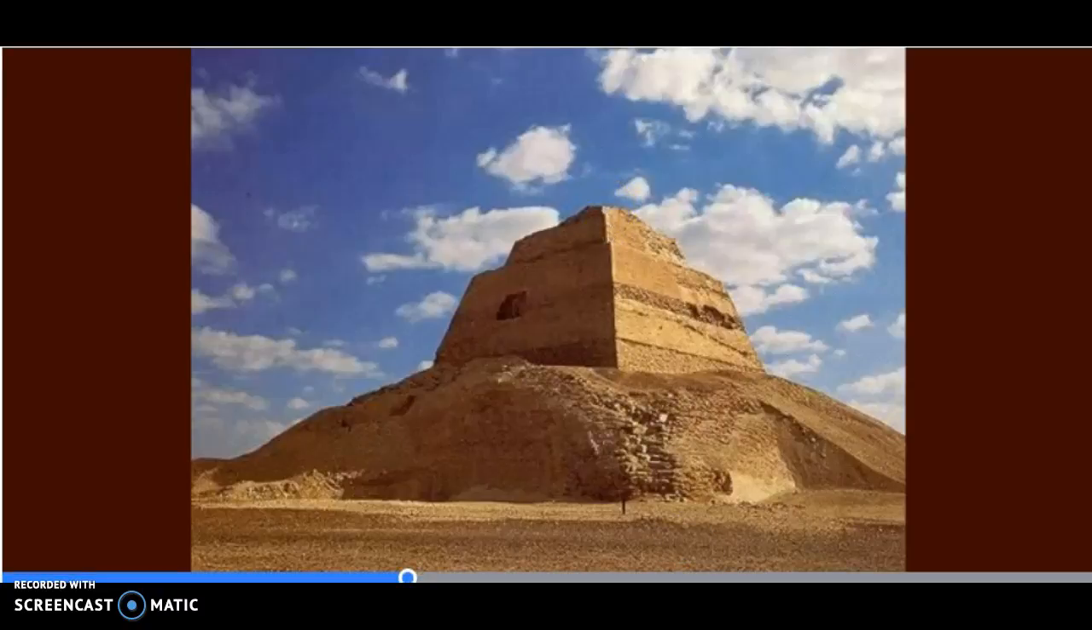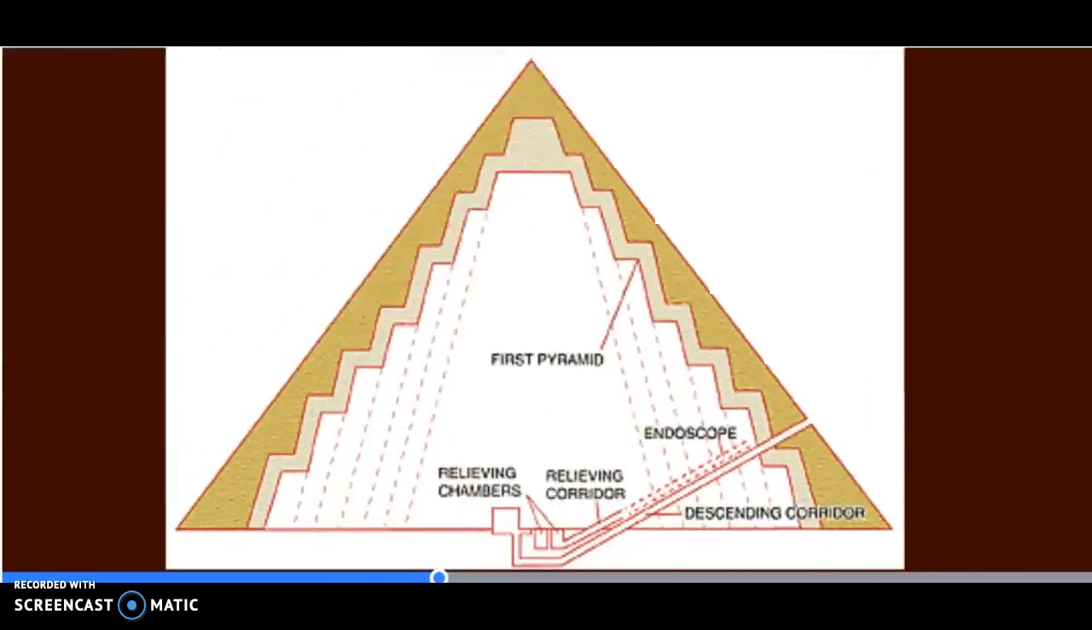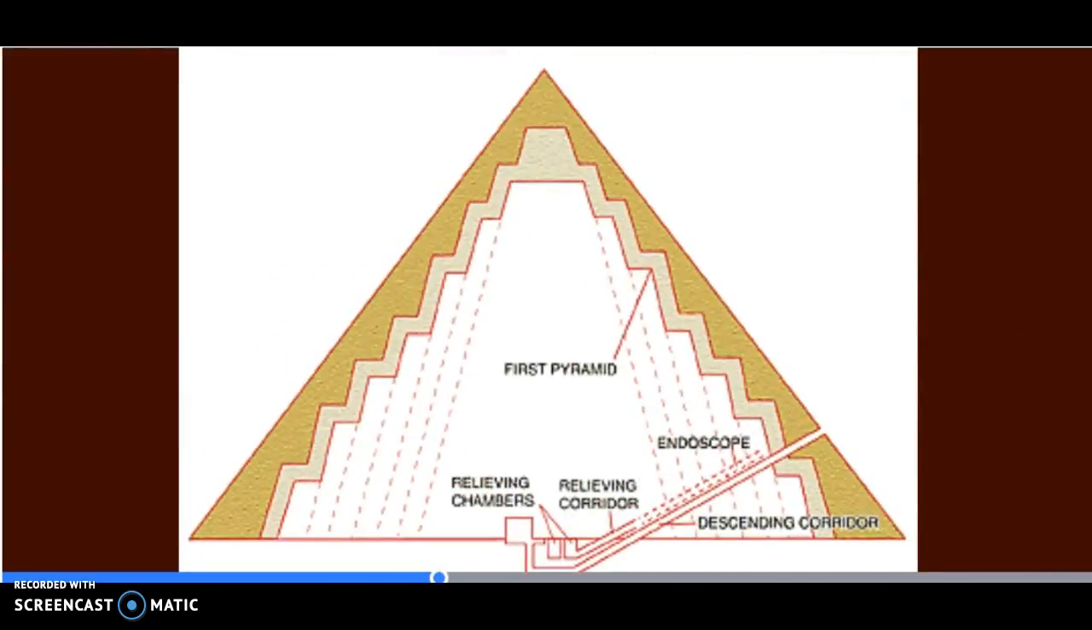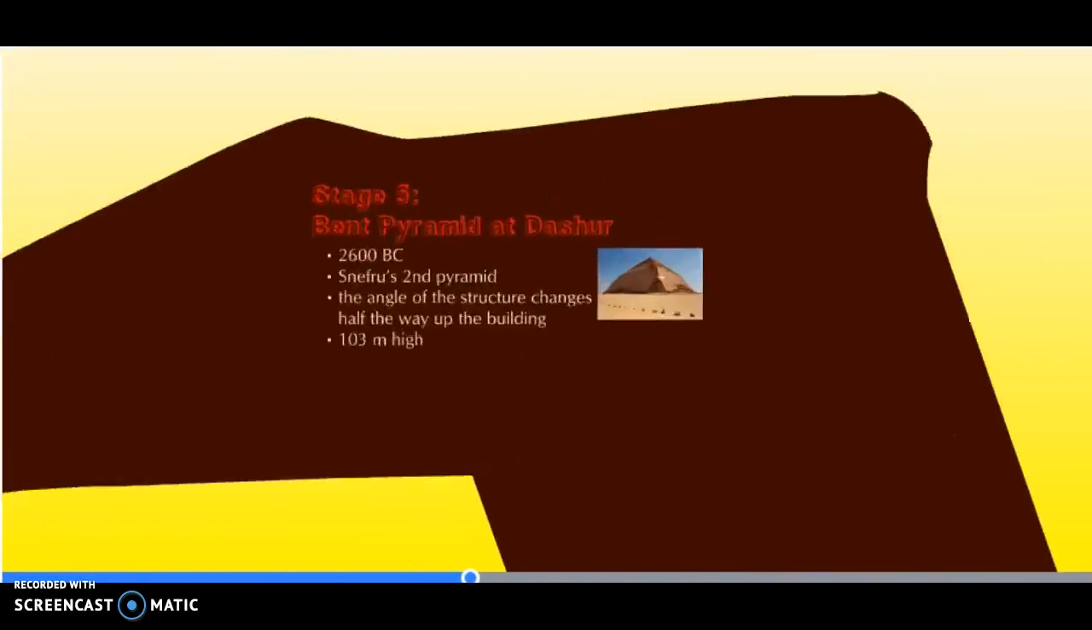So you can see the beginnings of the evolution of a true pyramid form here without that actually existing quite yet. And again, this is sort of what it would have been. So it would have been almost like a step pyramid, but with a casing around it.